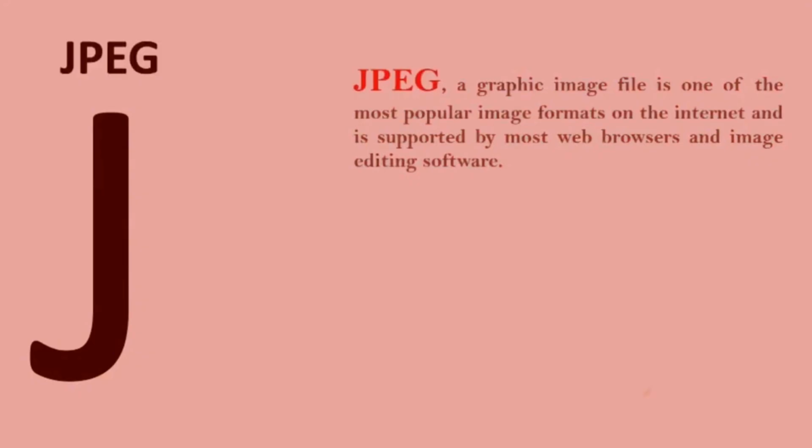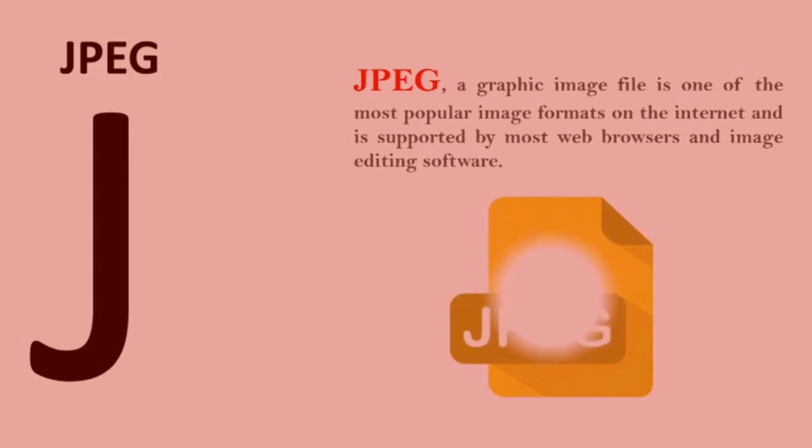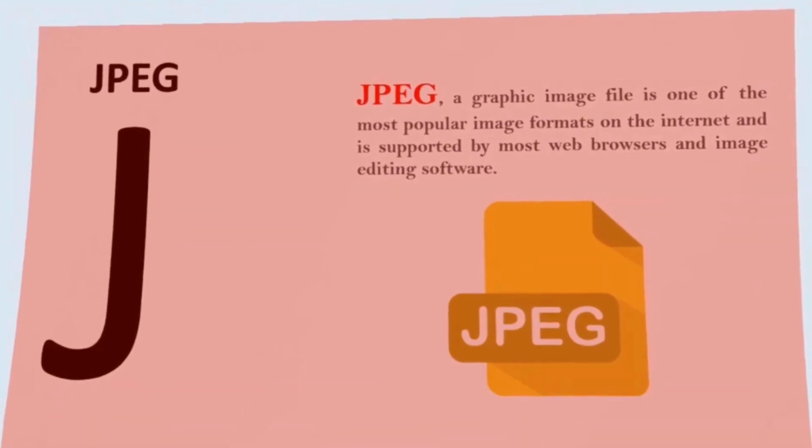We have alphabet J. Alphabet J represents JPEG. JPEG is a graphic image file. It is one of the most popular image formats that can be uploaded on several platforms. It is supported by many web browsers and image editing software. Many applications support JPEG extension for image uploads. Now let's go to the next alphabet.